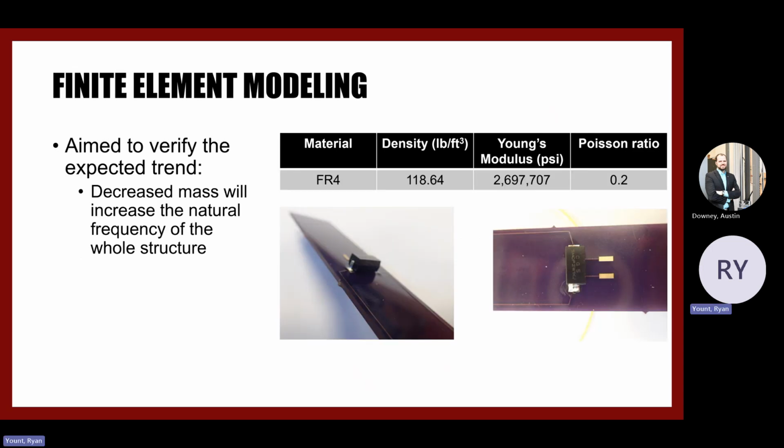So we also wanted to include finite element modeling for this study to see if the trend fits what we would expect from this. Obviously, that the decreased mass will increase the natural frequency of the whole structure. And then here are also the material properties that we used.